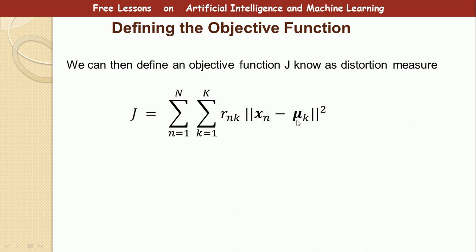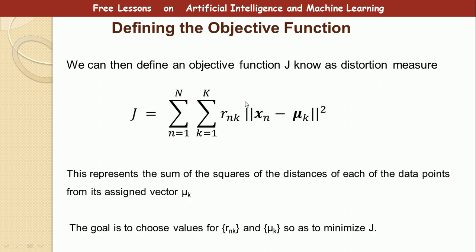J represents the sum of squared distances from data points to cluster k. Of course, we have r_nk telling us that for each particular iteration, we are looking at all the data points for cluster k and not the data points outside cluster k. Let's look at the next item. This represents the sum of the squares of distances of each of the data points from its assigned vector mu_k. So the goal is to choose r_nk and mu_k so as to minimize J.